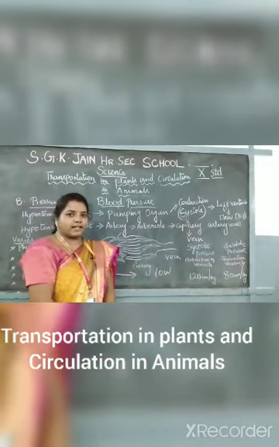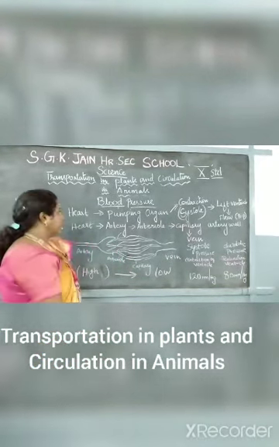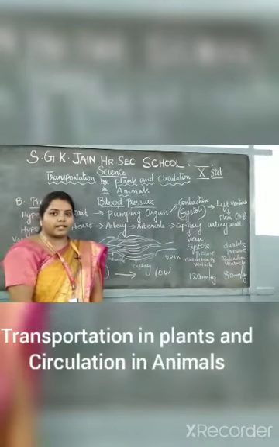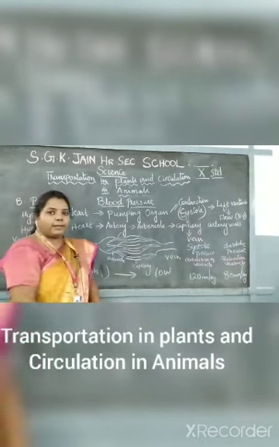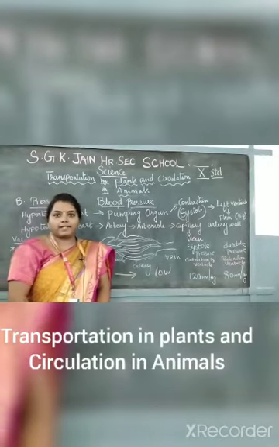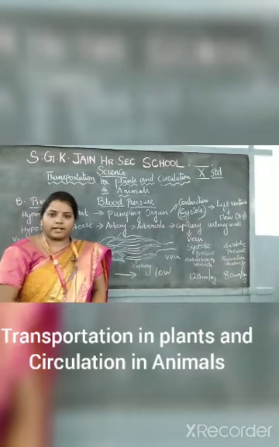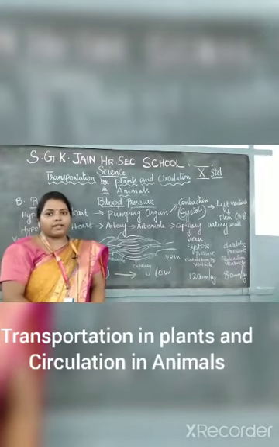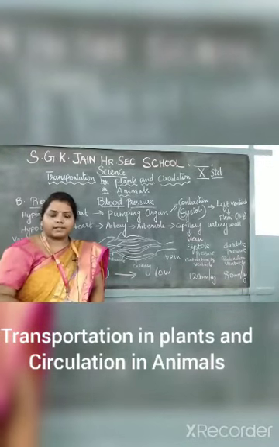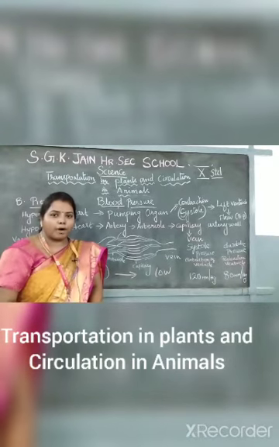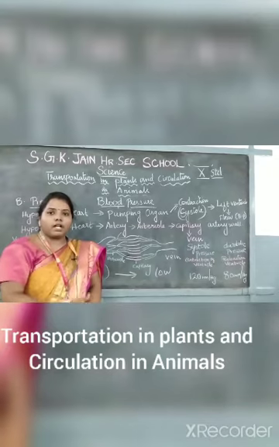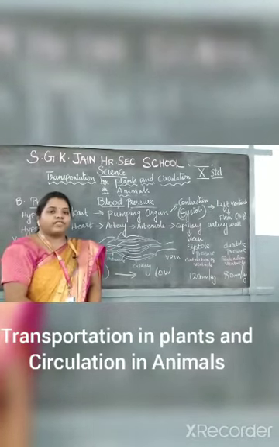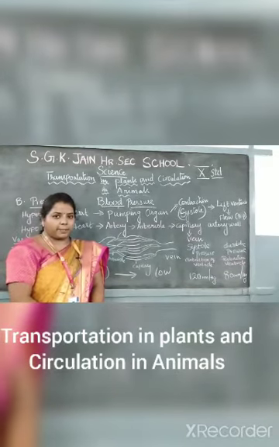Today, for the 10th standard, I'm going to explain the lesson Transportation in Plants and Circulation in Animals, under the topic of blood pressure. Blood is a major part of the circulatory system. All over the parts of your body, the blood flows here and there. Whenever it flows, some kind of pressure is exerted. That pressure is called blood pressure.